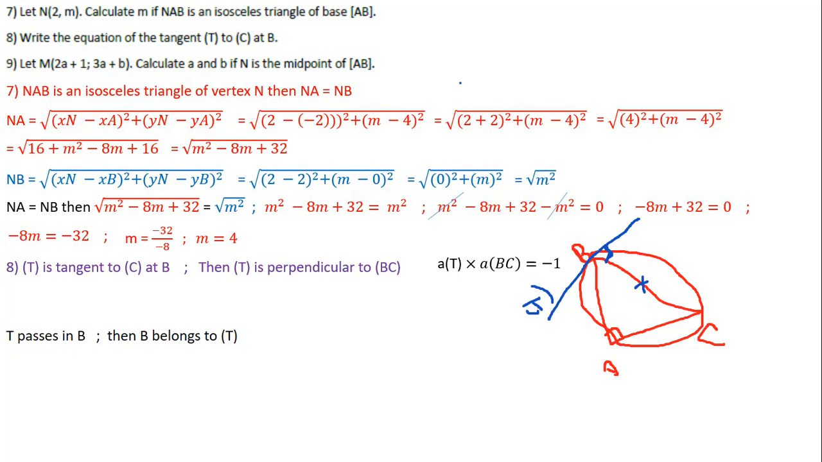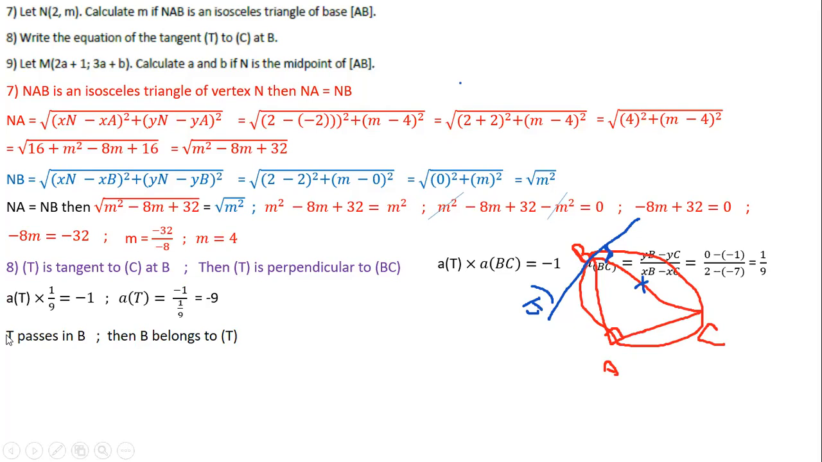We calculate the slope of BC, of course, using the rule: yB minus yC over xB minus xC. So the slope is 1/9. We put the slope of BC here to calculate the slope of the tangent. Then the slope of the tangent will be equal to -9.